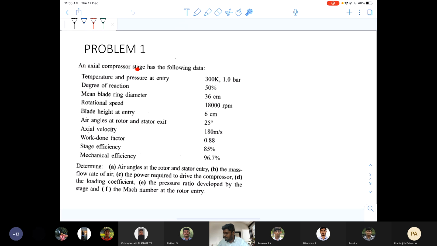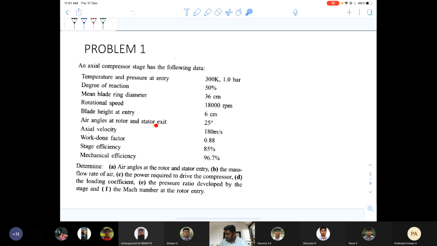An axial compressor stage has the following data. The temperature and pressure at the entry are 300 Kelvin and 1 bar. Degree of reaction is 50%. Mean blade ring diameter is 36 centimeter. Rotational speed is 18,000 RPM. Blade height at the entry is 6 centimeter.